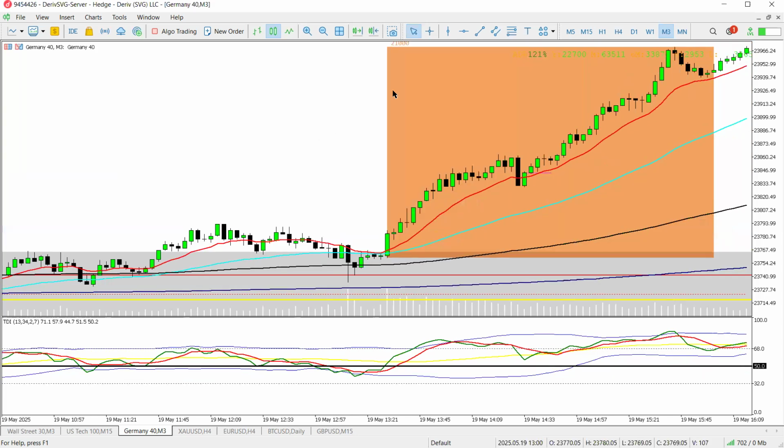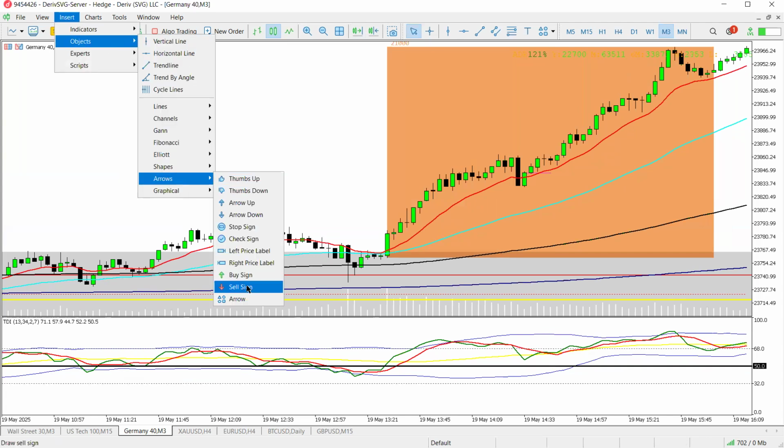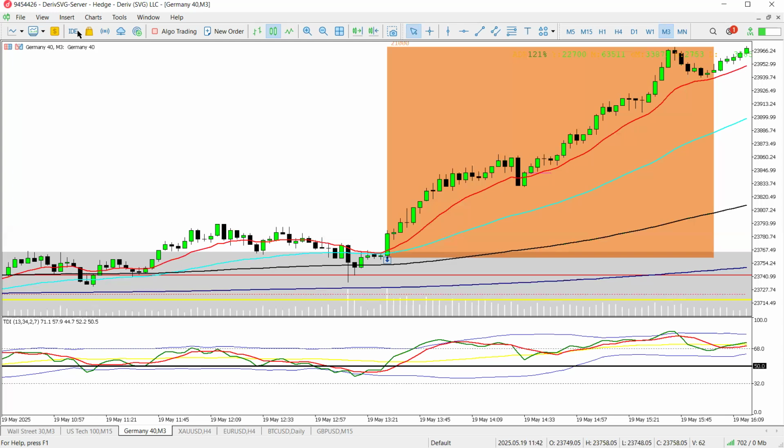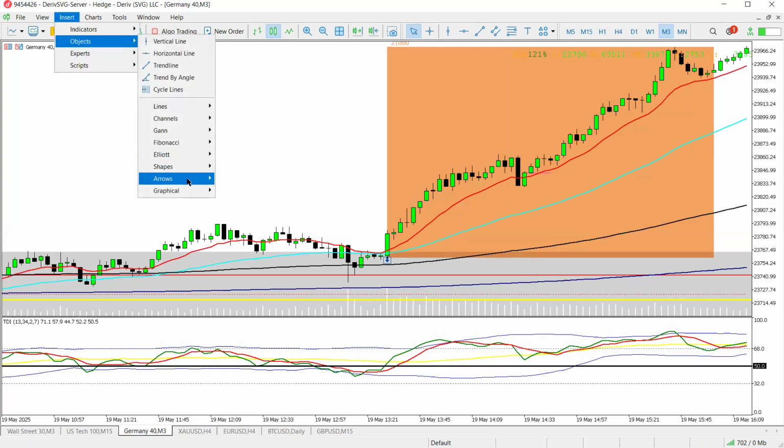So after entering my trade, this trade actually gave two opportunities to get in. The first was the bullish engulfing. Then the second entry was an inside bar right here.